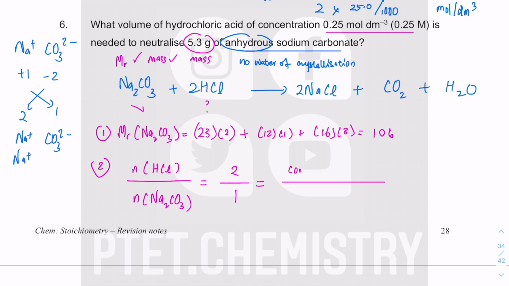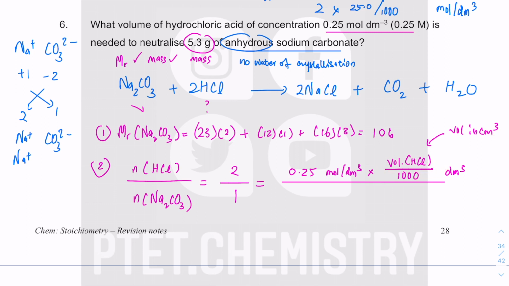I have the concentration of the acid, which is 0.25 mole per dm cube. And I will multiply by the volume of the HCl divided by 1000, because that volume is actually in cm cube. When I divide by 1000, I convert the volume in cm cube to dm cube. So my answer when I get volume of HCl later on will be in terms of cm cube.